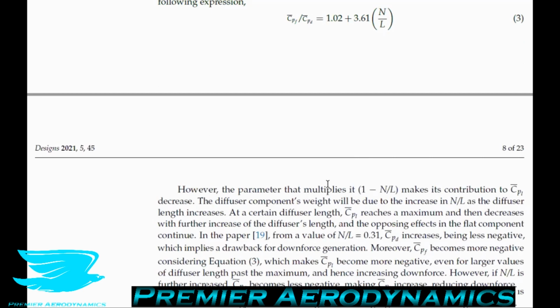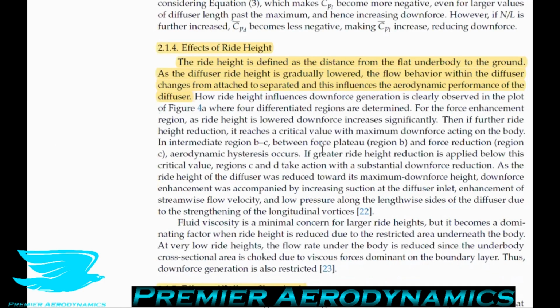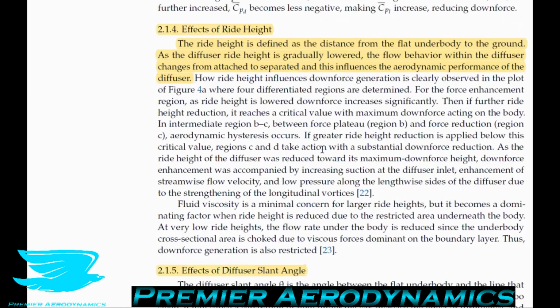Now moving on to the effects of the ride height a little bit more. They just have a few more sentences. So the ride height is defined as the distance from the flat underbody to the ground. As the diffuser ride height is gradually lowered, the flow behavior within the diffuser changes from attached to separated, and this influences the aerodynamic properties of the diffuser.